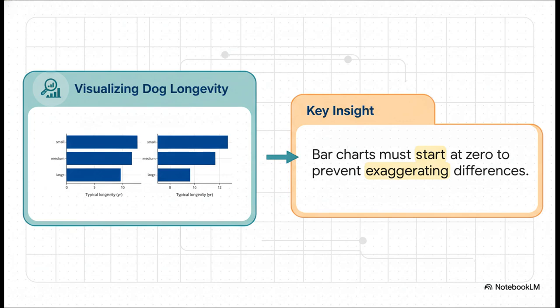But, and this is a big but, that rule completely flips when we're talking about bar charts. For bar charts, starting the axis at 0 is pretty much non-negotiable. The chart on the left starts at 0, and it gives us an honest picture. Smaller dogs tend to live a little longer than larger dogs. Okay, now look at the chart on the right, where the axis starts at 7 years. This is a classic, misleading visualization trick. It dramatically exaggerates the difference, making it look like small dogs live almost twice as long. The key here is that for bar charts, our brain perceives the length of the bar as the value. For that to be accurate, you have to start at 0.